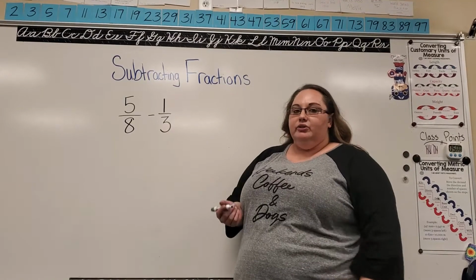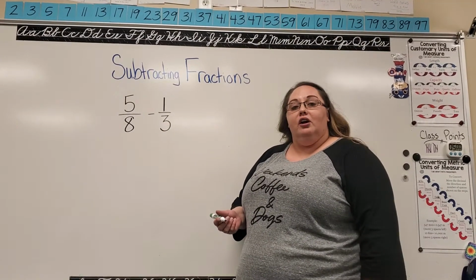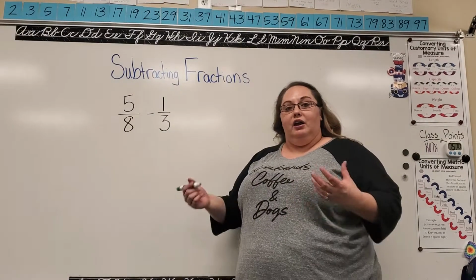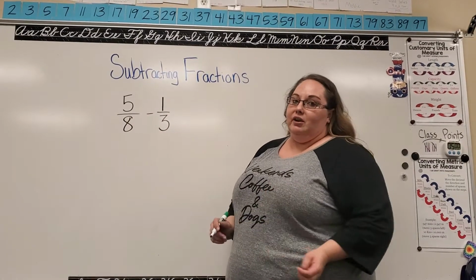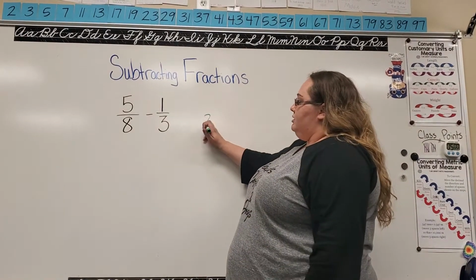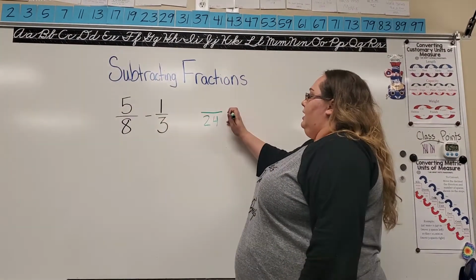Just like Miss Hughes told you for adding fractions, you need to find a common denominator, okay? Now, I could list it out like Miss Hughes did, but I already know that the common denominator for 8 and 3 is going to be 24. So I'm going to rewrite my fractions with 24 as the denominator.